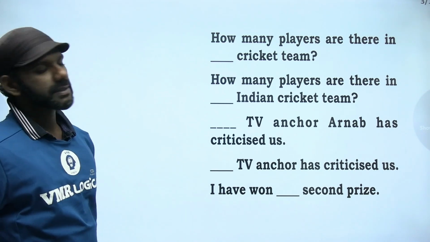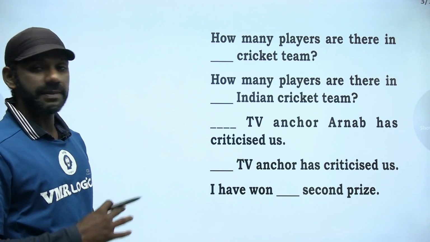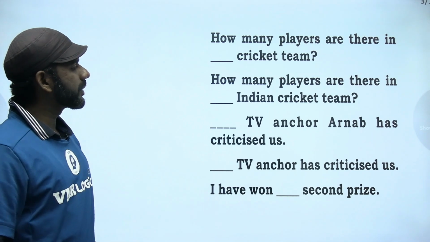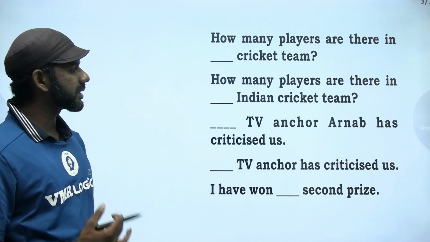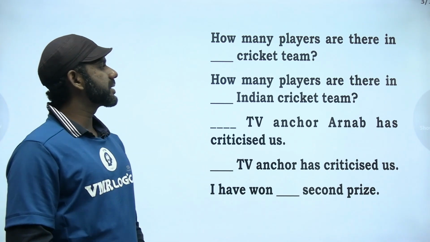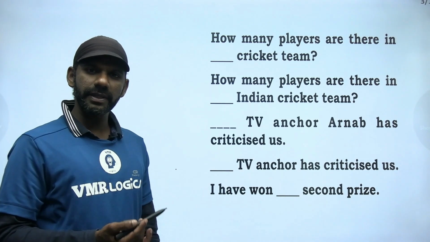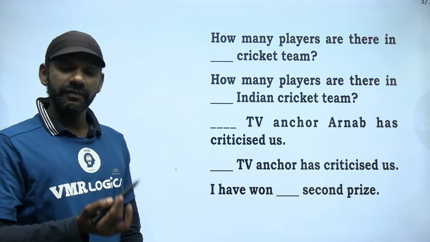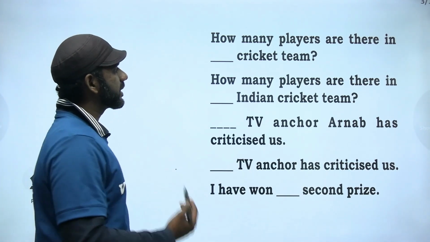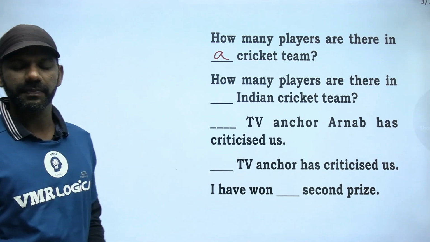Come to these two sentences. How many players are there in dash cricket team? Question mark, interrogative. The second one: how many players are there in dash Indian cricket team? Question mark. Come to the first one. In this sentence, are we referring to any specific cricket team? No. We are not referring to any specific cricket team here. So it cannot be specific. It must be general. How many players are there in a cricket team?